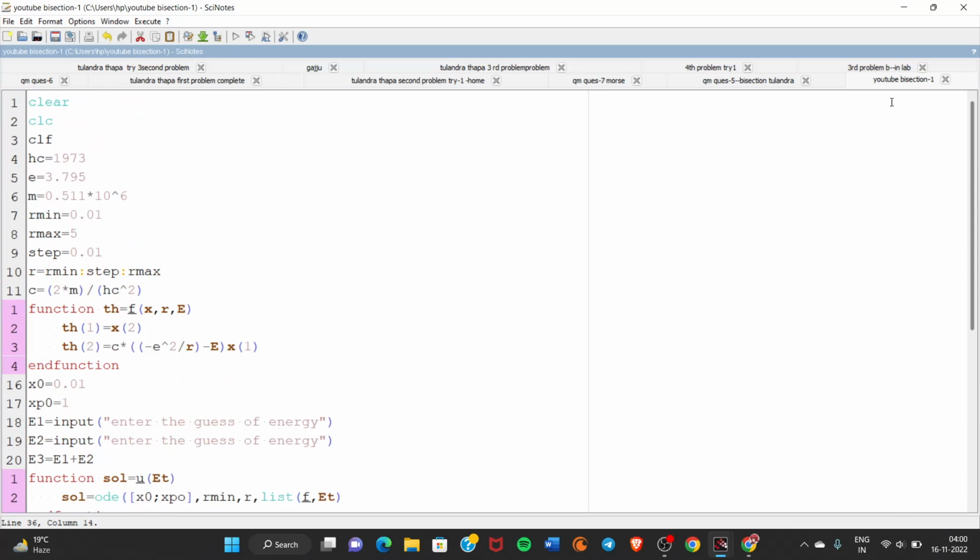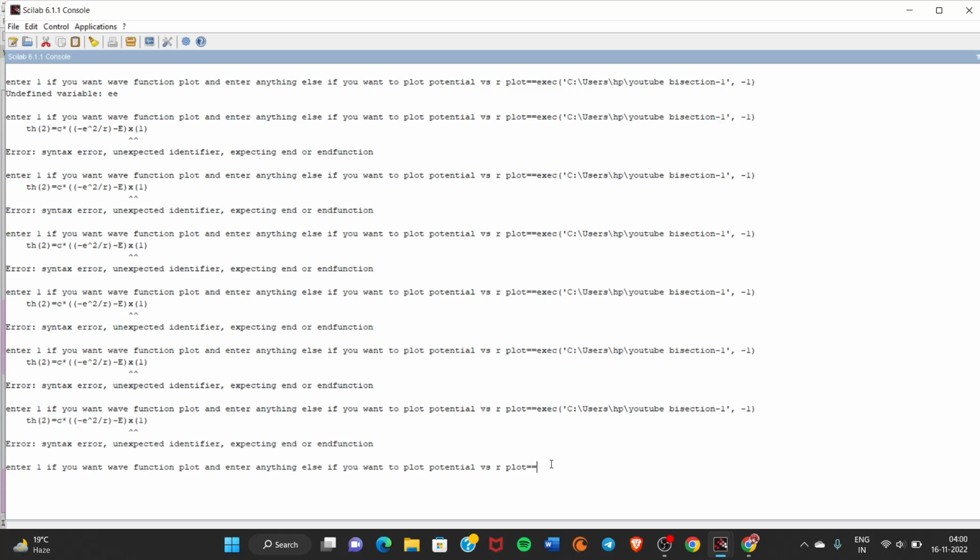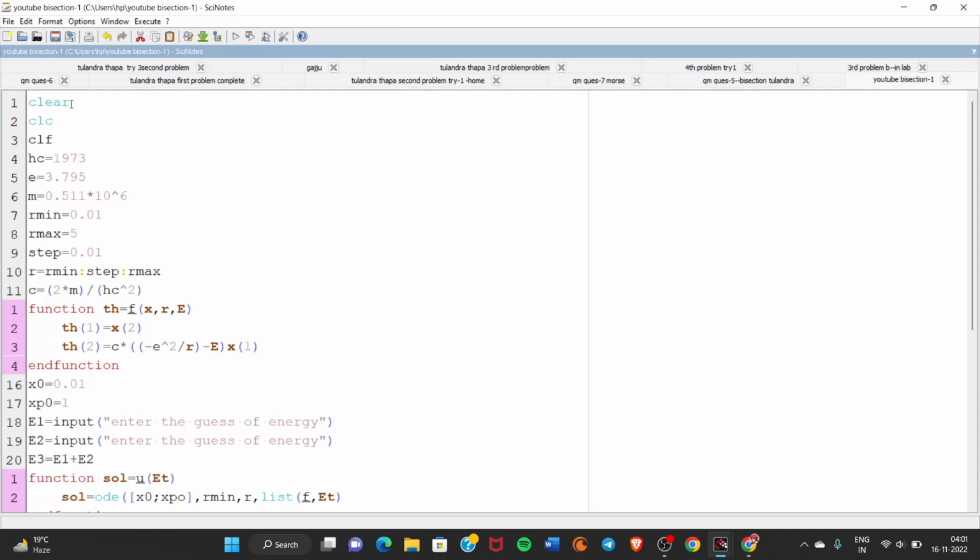Clear, CLC, or CLF, right? Clear CLC CLF. I wrote everything right. Still the console. Enter. I suppose it is stuck in the previous code that I have created. So I will just restart Scilab.